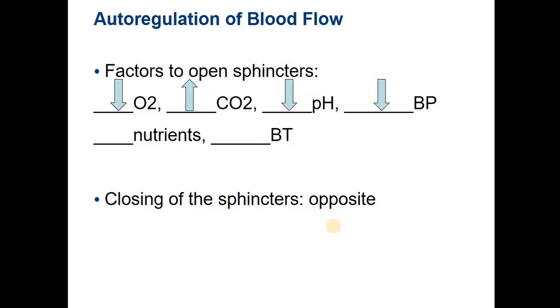Decreased blood pressure is going to open the sphincters to get blood going through there to increase the pressure. Decreased nutrients, which are being carried with that oxygen and so forth. And then increased body temperature. This will help to get the sphincters open, and then heat can leave the body. I believe you also have an extra blank for BV, that's blood volume. If you sense decreased blood volume, so put decreased blood volume, that will cause the sphincters to open up as well. So in order to close the sphincters, it would be the opposite of all of these arrows.